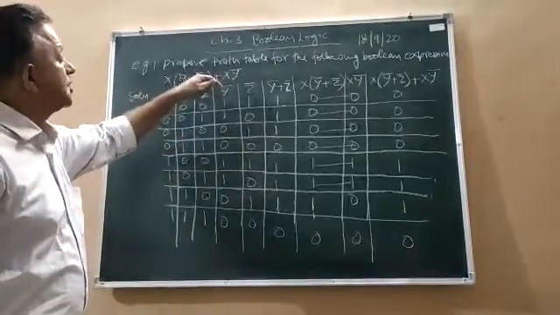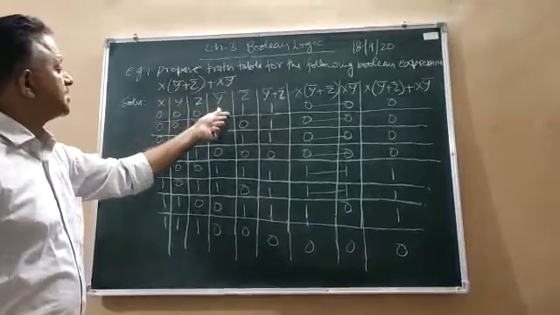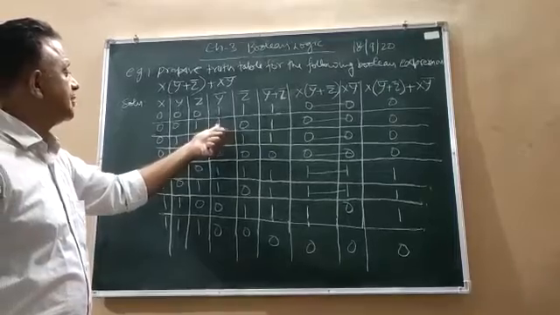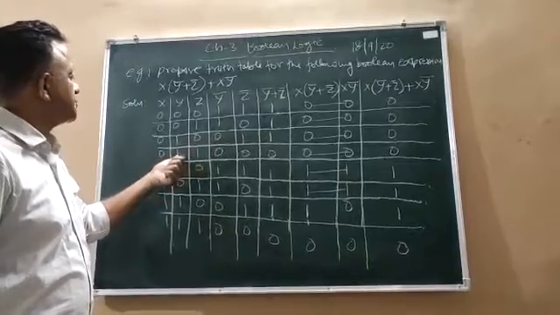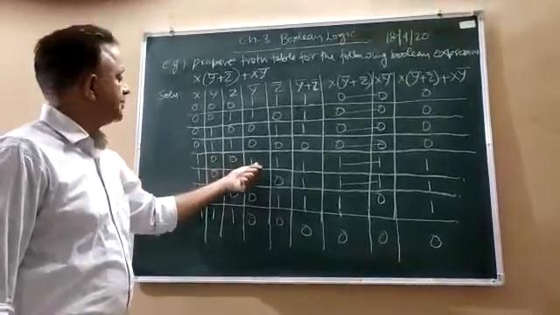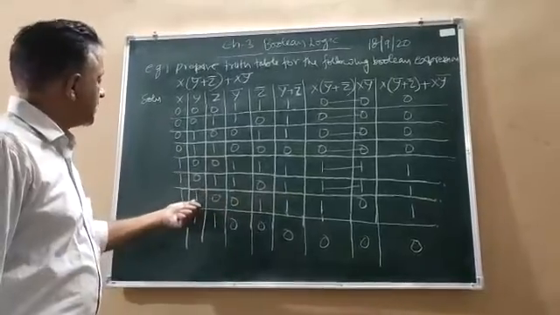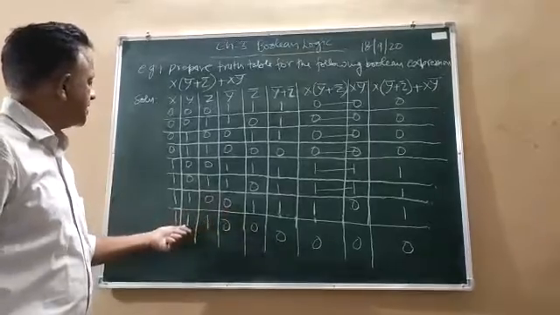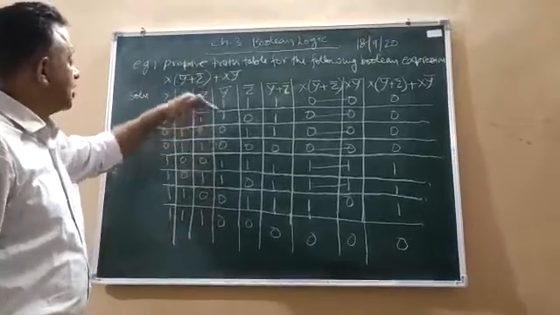Now in this column we are taking the complement of y. The y input is 0, so its complement would be 1. Here again it is 0, then its complement would be 1. Here it is 1, then it is 0. Here the input is 1, then the complement would be 0. Here the input is 0, then the complement would be 1. Here the input is 0, then the complement would be 1. Here the input is 1, then the complement would be 0. Here the input is 1, then the complement would be 0. So this is the y complement column.